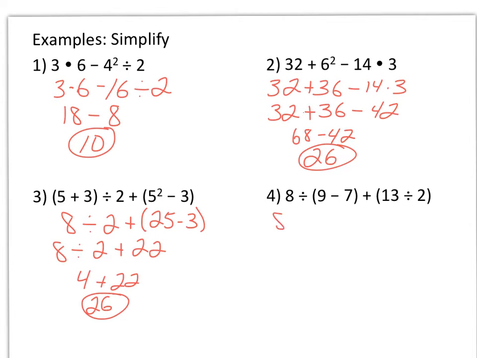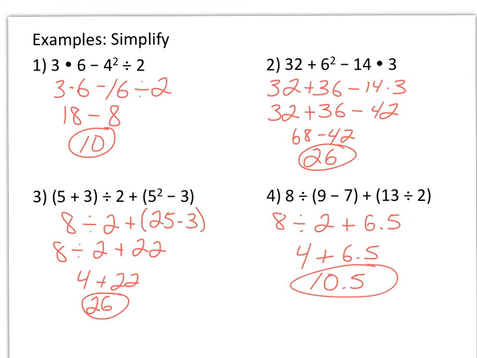All right, and our last one here. Again, simplify in parentheses first. Let's bring down that 8 divided by 9 minus 7, or 2, plus 13 divided by 2, or 6.5. Okay, 8 divided by 2 comes next, which is 4, plus 6.5. Add those up, and we get 10.5.